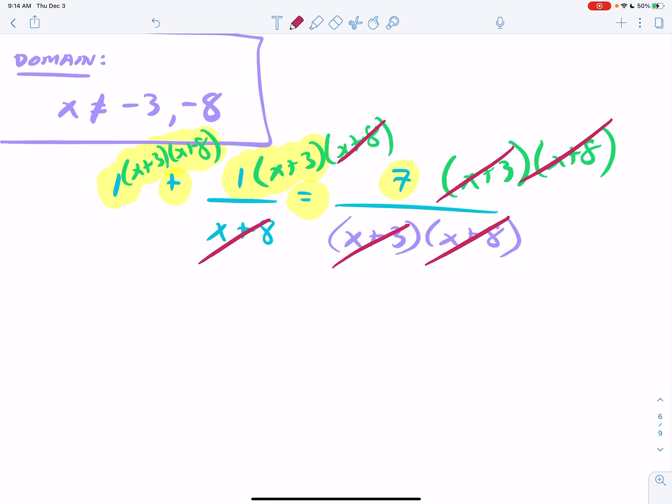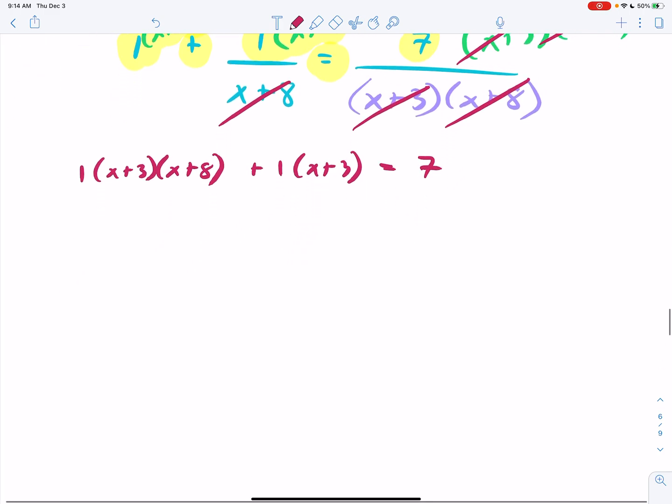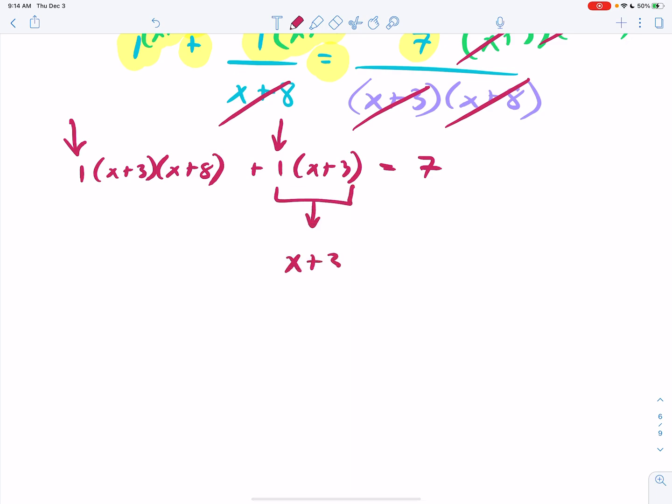You really don't have to highlight. That's up to you if you have trouble seeing what you have left, okay? So we have 1 times x plus 3 times x plus 8 plus 1 times x plus 3 equals 7, okay? Over on the left here, if you multiply something by 1, it really doesn't change anything. Same thing here. So right here, I'm just going to have x plus 3.